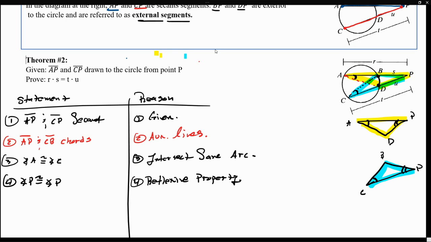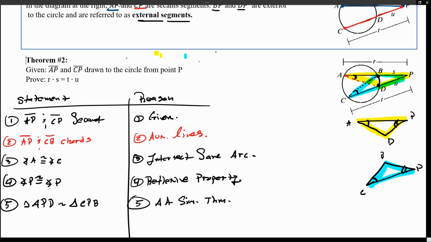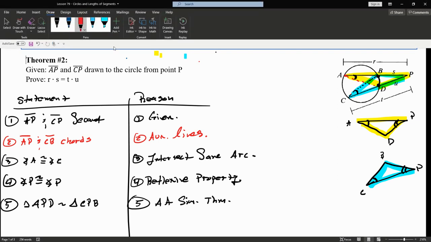So now notice that we have two congruent angles in both triangles. Therefore, triangle APD is definitely similar to triangle CPB due to the angle-angle similarity theorem. Now I know that those two triangles are similar to each other, but let me put the letters of those segments on our figure.